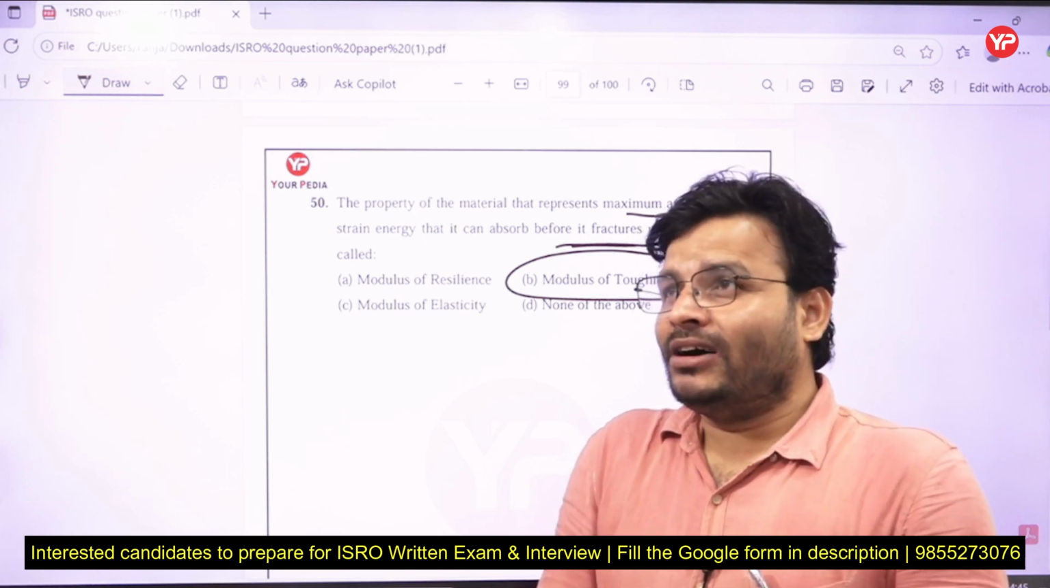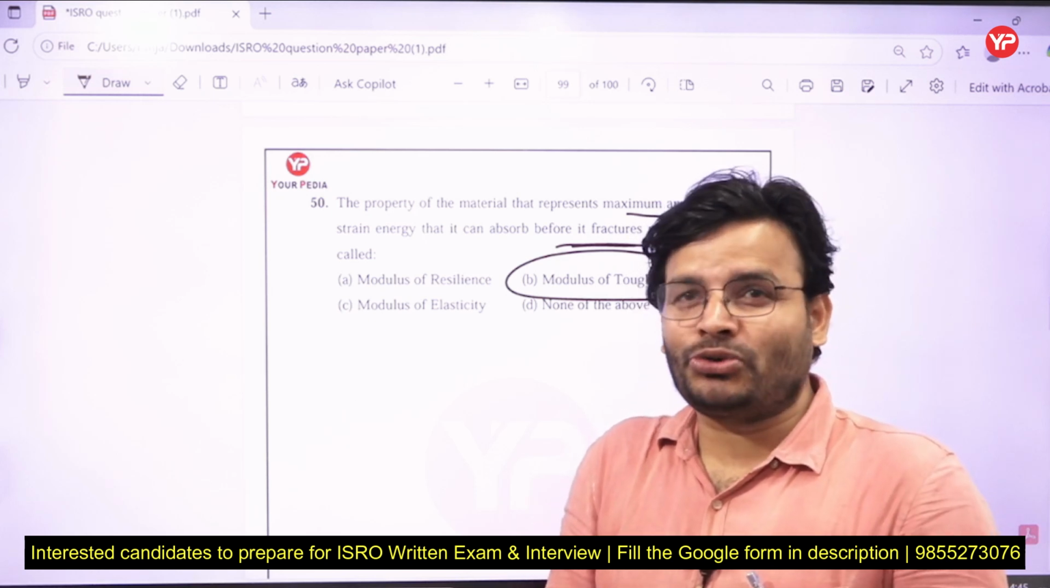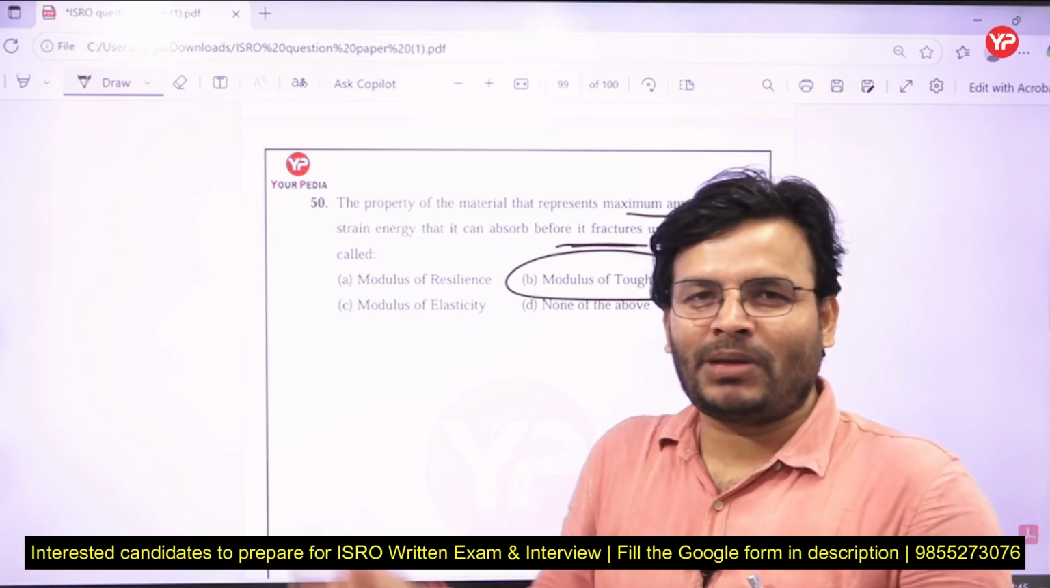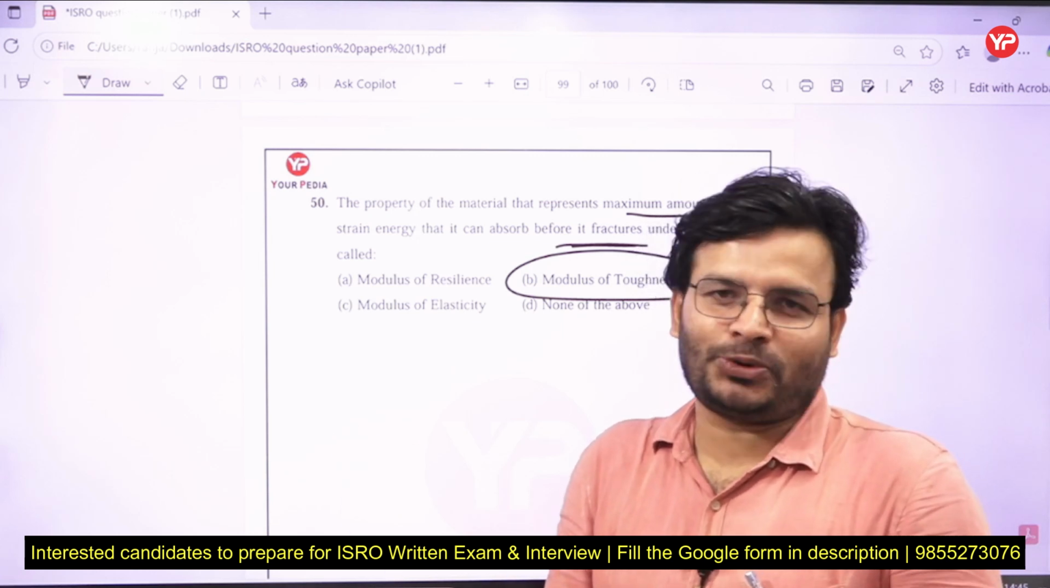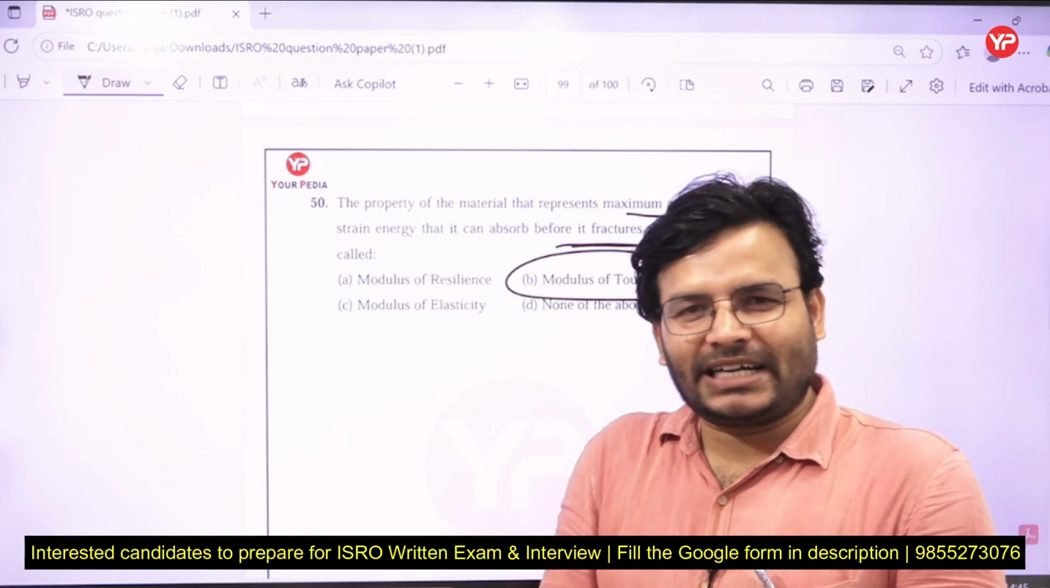As I told you at the very start of the session, you have to think like a scientist. If any problem comes, you have to think like a scientist if you want to get selected in ISRO. That is the main thing, my dear friends.